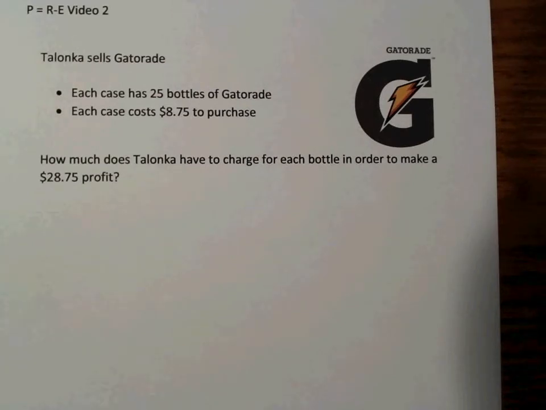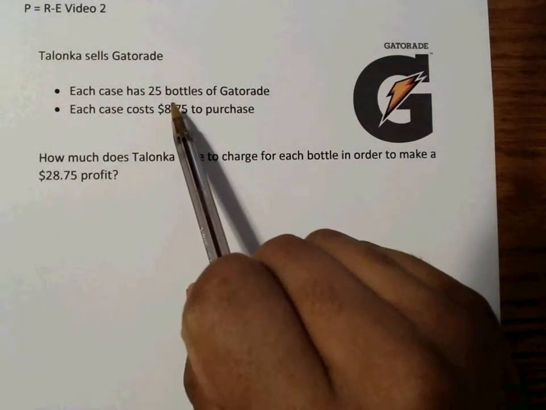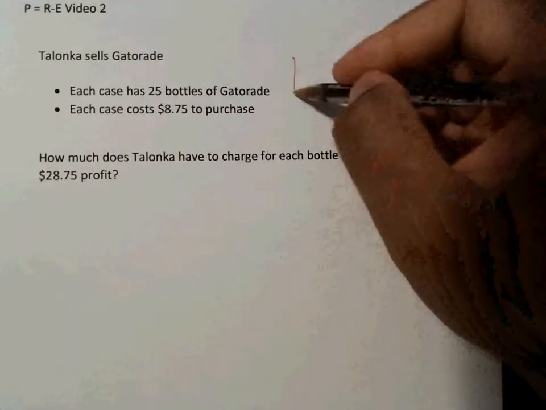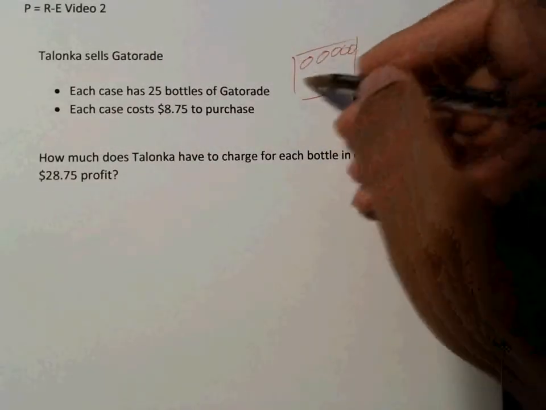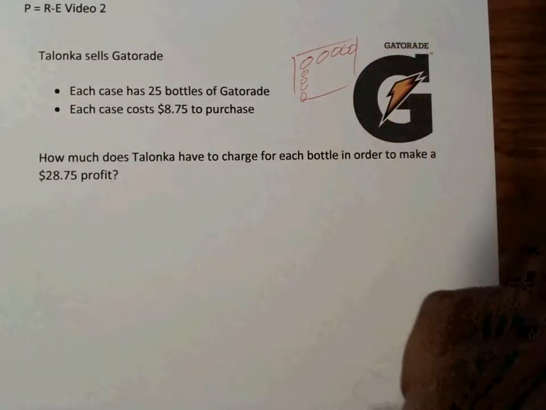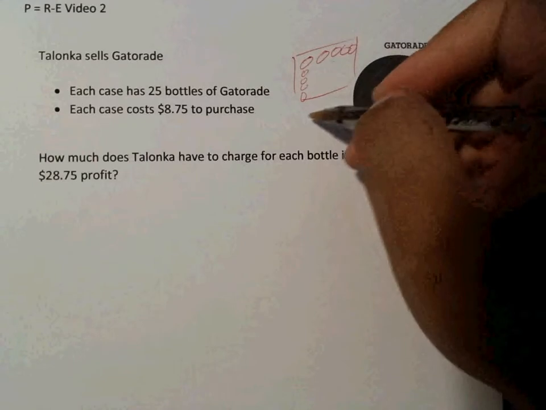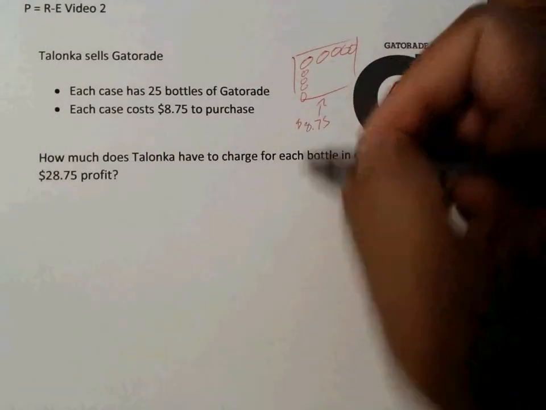So in this problem, we have Talanka. She's selling Gatorade. Each case has 25 bottles of Gatorade in it. So we have a case, and inside that case, there's 25. 1, 2, 3, 4, 5. So that's a total of 25 in that case. But the whole case itself is $8.75 to purchase.